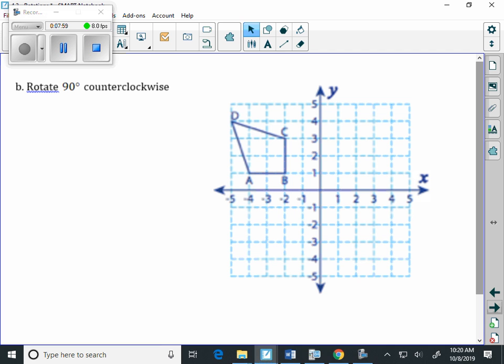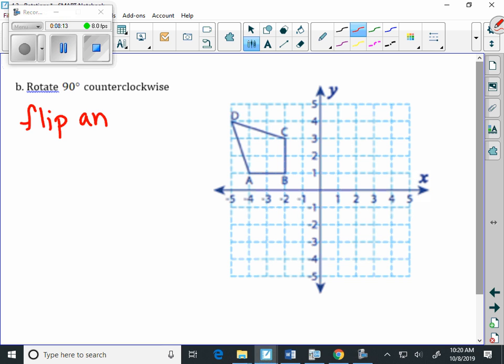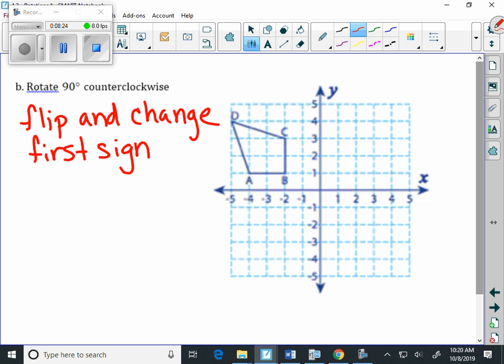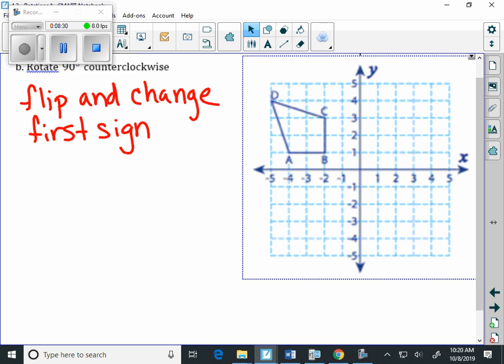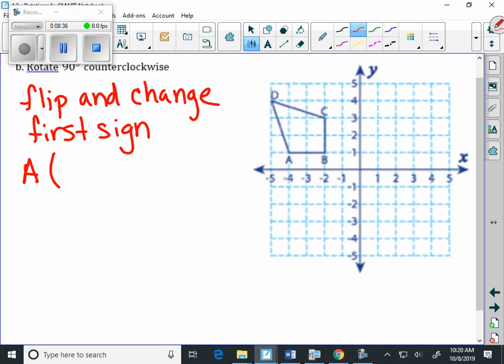Rotating 90 degrees counterclockwise. Again, what might be helpful is to write down what the rule is. For 90 degrees counterclockwise, what we're going to do is flip and change the first sign. So we'll start by listing the ordered pairs here, and then we can graph it. So A is -4, 1.